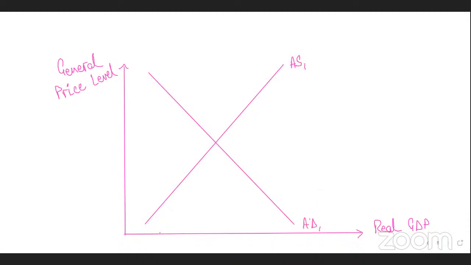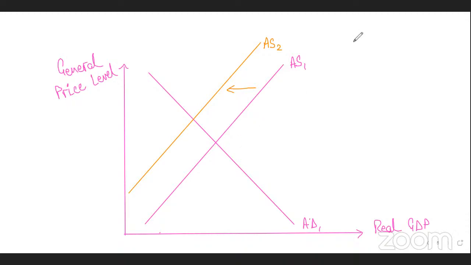When cost of production increases, since that reduces the profits for producers, that reduces their incentives to produce. So they'll want to produce less at every price level, right? That's why when cost of production increases, overall supply in the economy or aggregate supply of the economy decreases.